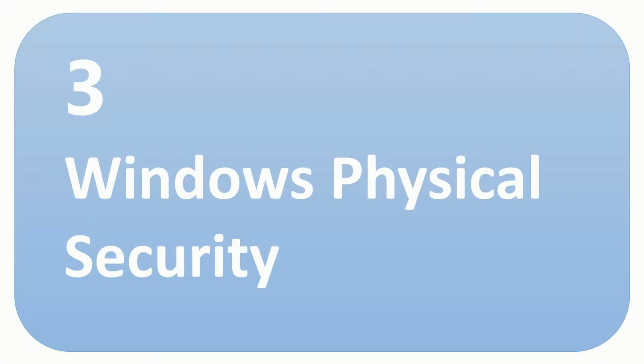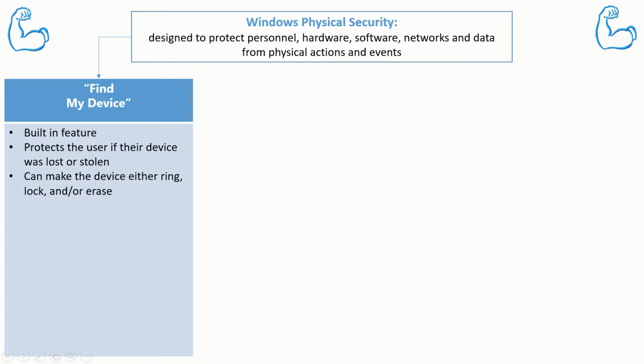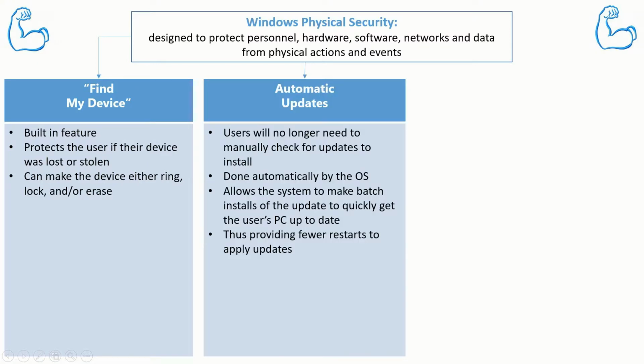Windows Physical Security. For users on the go, Windows 10 also comes with a built-in Find My Device feature. So if your device is ever lost or stolen, you can make the device ring, lock, and erase for the Windows device. Part of the higher level security initiative that is being pushed on Windows 10 by Microsoft is automatic updates. Users will no longer need to manually check for updates to install them. Everything will be done automatically by the OS, allowing the system to make batch installs of the update to quickly get the user's PC up to date. In so doing, it will require fewer restarts to apply the updates.